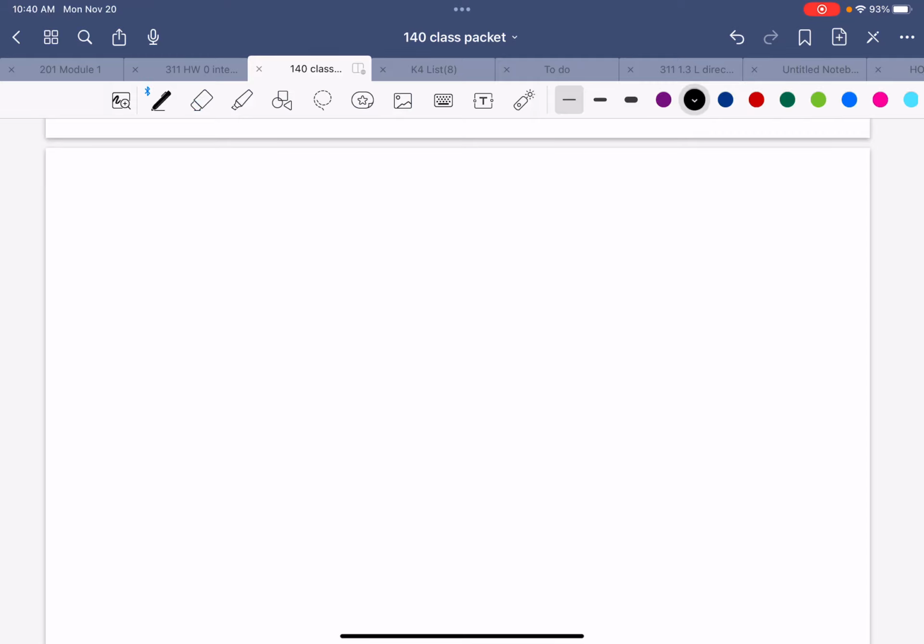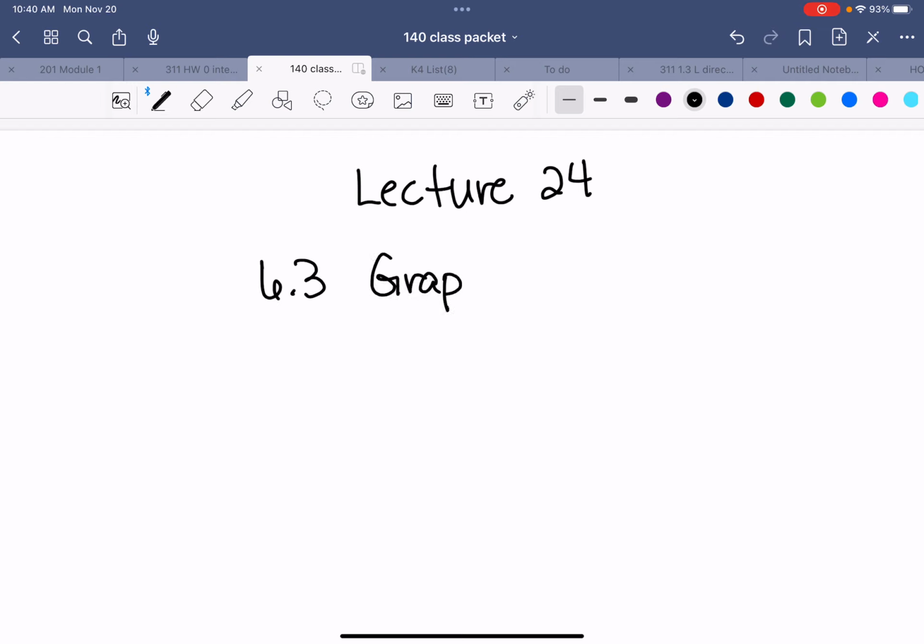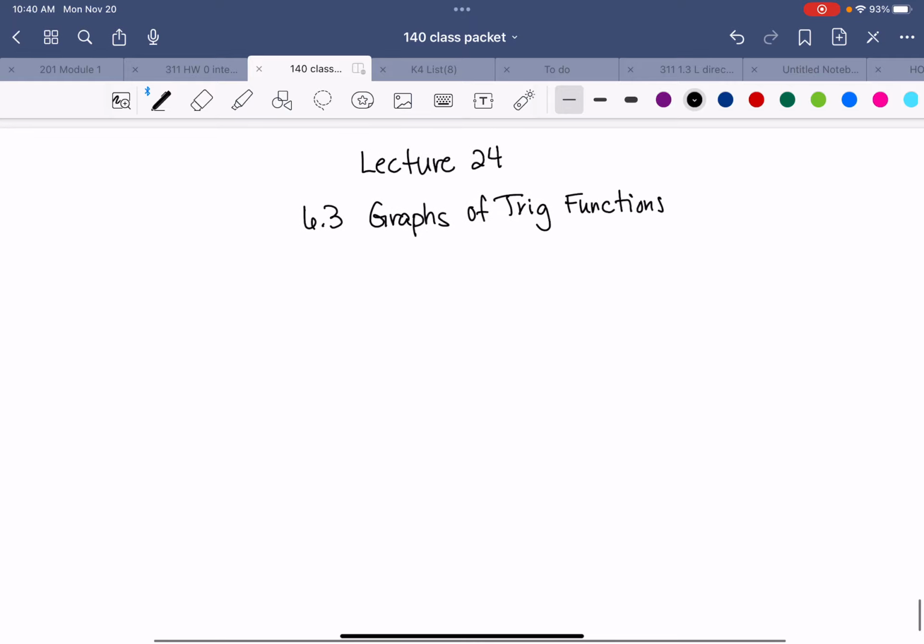Hi all, this is going to be lecture 24. Now we're going to be graphing here, so I didn't type notes for you, but this is lecture 24. And this is from section 6.3, graphs of trig functions. Okay, so graphs of trig functions.